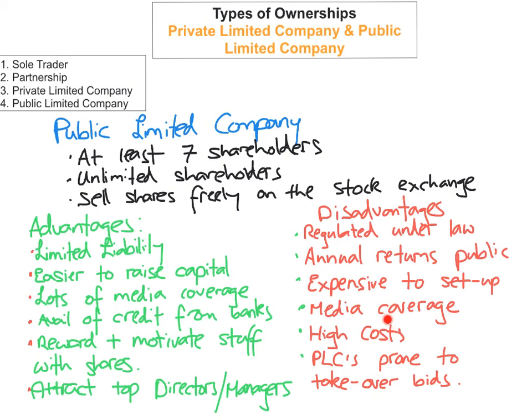Just one thing to note: public limited companies are PLCs, and private limited companies are called LTDs. So a public limited company is a PLC, and a private limited company is an LTD, just so you know that.